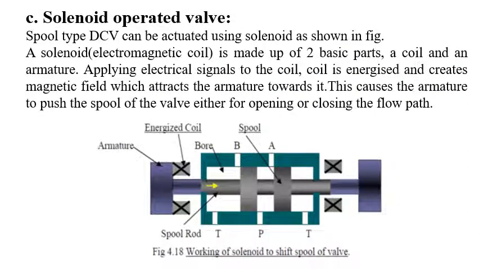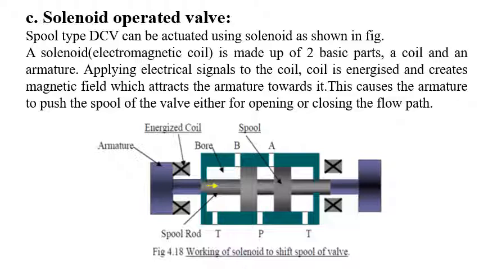Look at this. The figure represents the solenoid operated valve. Here, inside, there is a spool arrangement, and this is a valve body, and there is a combination of two electrical devices. This one is called the electrical coil, and this is the armature. I will move on to the working of the solenoid operated valve.